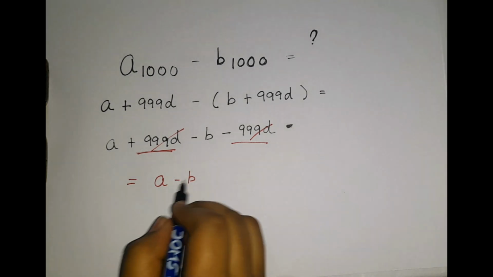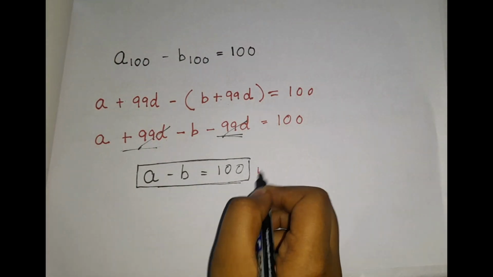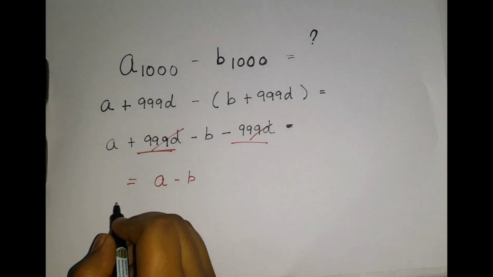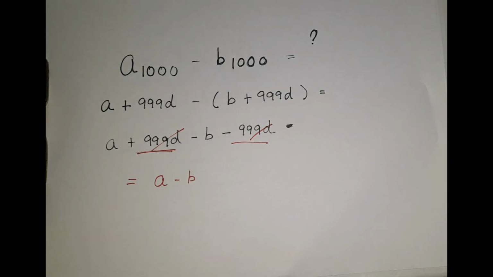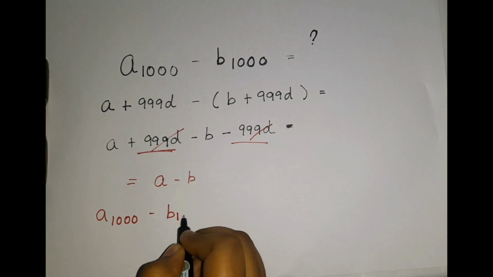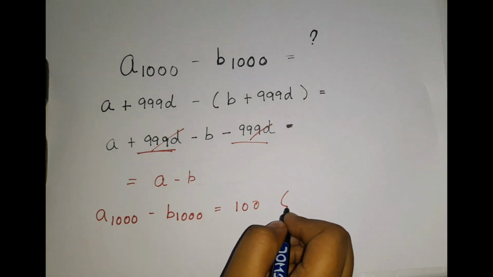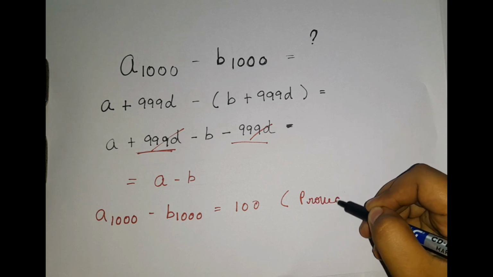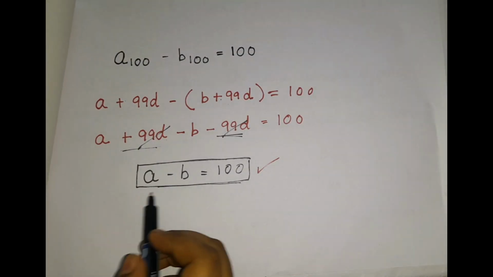Okay, all right. So since you have a minus b, here actually we found the a minus b value, right? So now only we found it, that is a minus b is equal to 100. So a minus b, since you guys know it is 100, how can we write now? a1000 minus b1000 is equal to 100. Why? Because we proved it. How did we prove it? So now only we proved it. Here you can see we just proved this one.